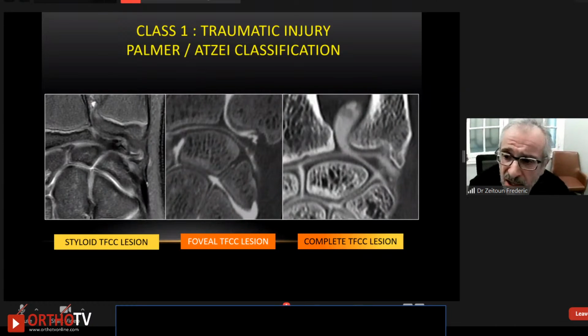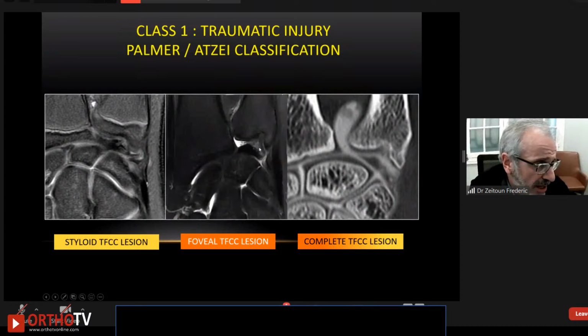You can see on these images a few lesions. You have a lesion of the styloid insertion of the TFCC here on this MRI. Here you have a lesion of the foveal insertion on the CT arthrography, and here on MRI you have a lesion of the foveal insertion of the TFCC. And here you have a complete lesion of the TFCC, a tear at the foveal insertion and at the styloid insertion. And you can notice also a perforation of the articular disc just here.